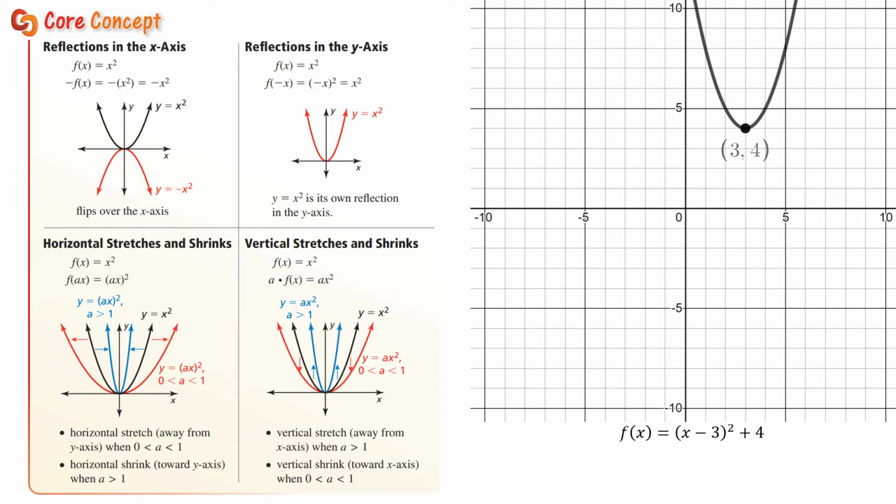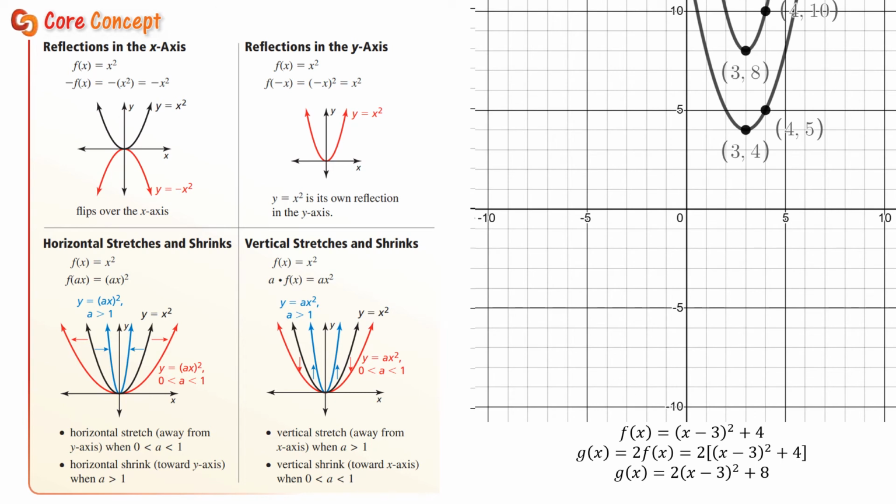Vertical stretches and shrinks are listed in the bottom right-hand corner, and if our value of a is greater than 1, we have a vertical stretch. I want to do that. I want to put in a value of 2. So I'm going to take my original function and multiply it times 2. When I distribute the 2, I'm going to wind up eventually with 2(x minus 3) squared plus 8. So notice that in vertex form, my vertex is now at (3, 8). That's not a vertical shift, it's a vertical stretch.